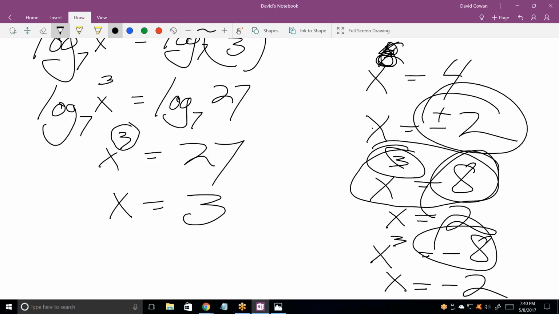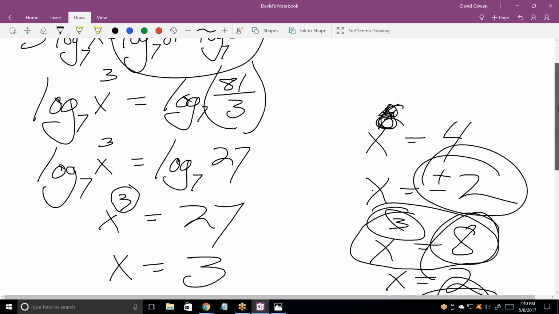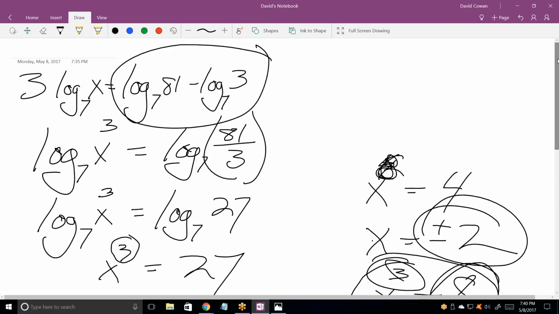Okay? Now, let's go back to our problem. The one thing we didn't do was check to make sure we're not violating the domain. So we got x equals 3 as the only answer. Well, that does not violate any domains.